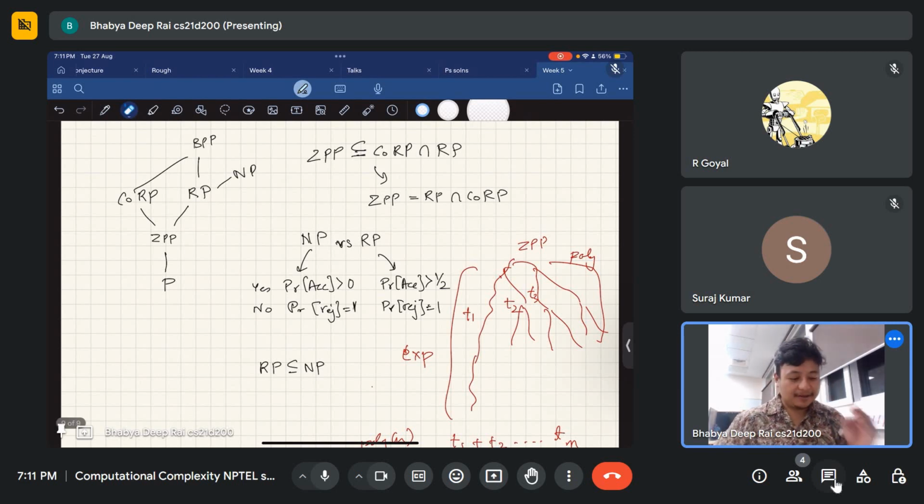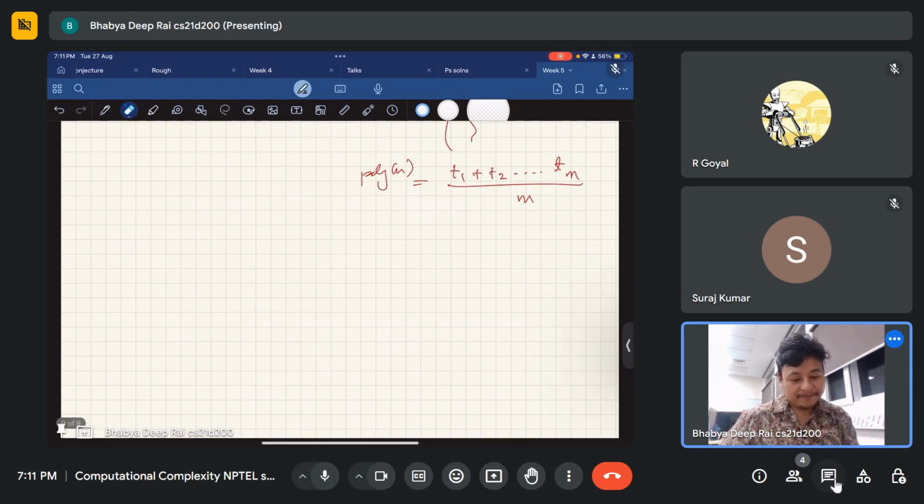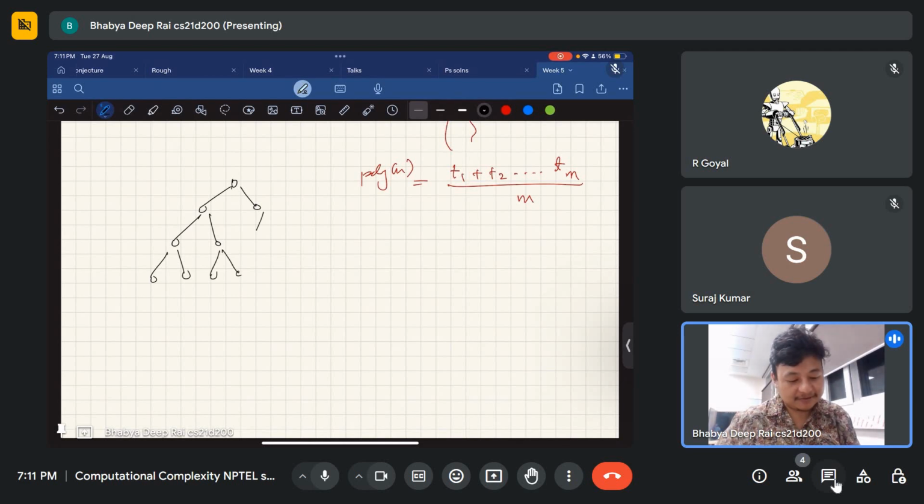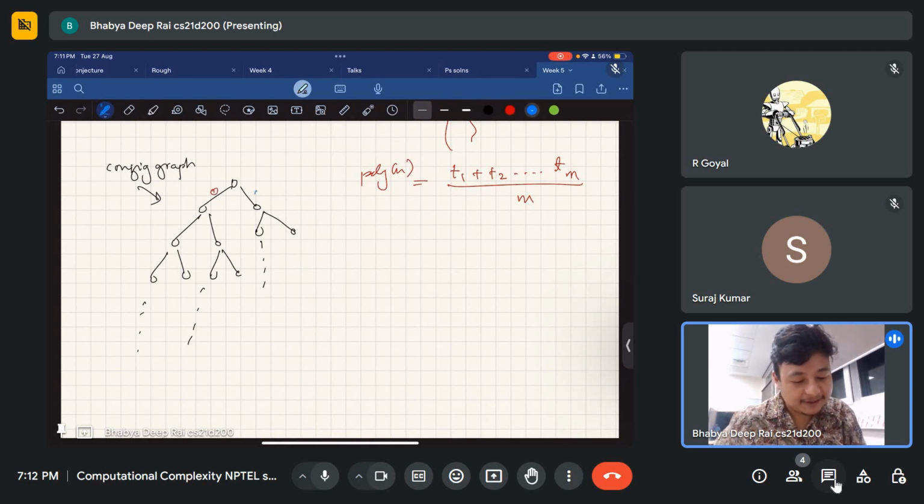Okay, good. Another way to see it is, I have my Turing machine and it makes coin tosses on the way. This is the configuration graph, or you can say computation graph, whatever. And it makes coin tosses on the way. On 0 it lands here, on 1 it lands here. These are the coin tosses on the way.